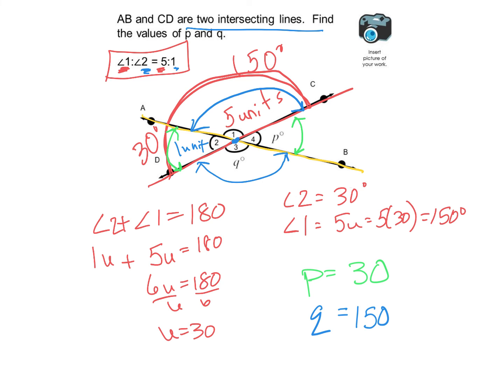So now I know what my P and Q are. They're asking for values, not angle measures, so you do not need a degree symbol, but you can put one if you want to.